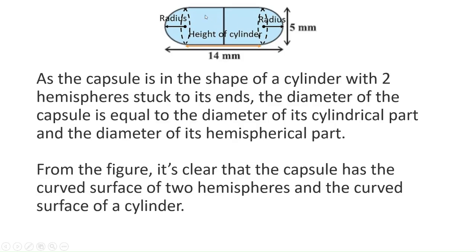So the main aspect is that the capsule is in the form of a cylinder to which two hemispheres are stuck on both sides. We should keep that point in mind.